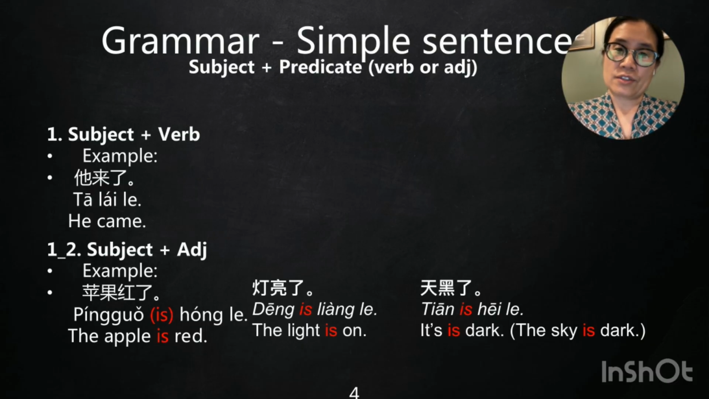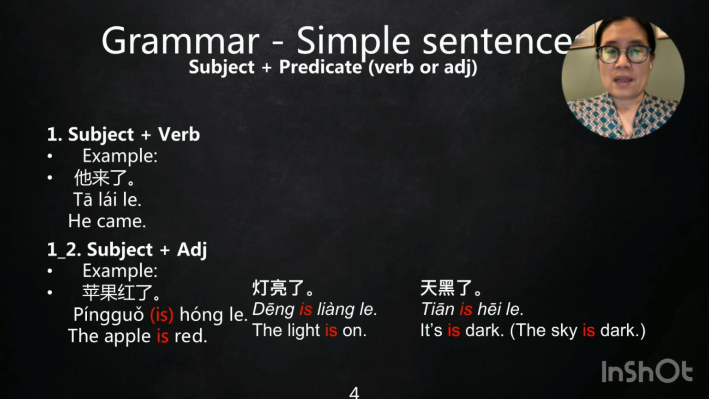We have another structure, which is a subject and an adjective. In Mandarin, adjectives can function as a verb. For example, 苹果红了, which means the apple is red. But instead of saying 苹果是红了, we don't use 是 in Mandarin, because in English we have the be verb, like for example, the apple is red or he is shy.